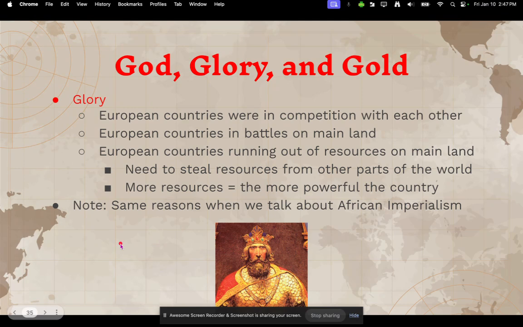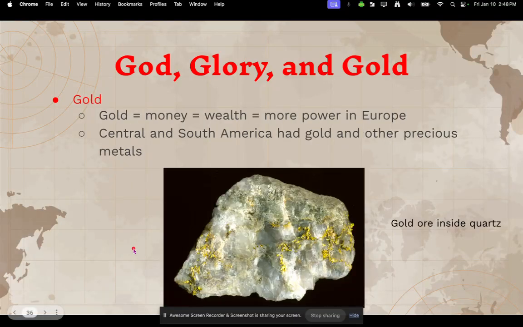Then we have glory. So, European countries were in competition with each other. European countries were also battling each other over land use. European countries were running out of resources on the mainland, because Europe is a continent. Yeah, there's a lot of land, but there's not that much land. So they needed to steal resources from other parts of the world. More resources meant the more powerful the country. And this is the same reason why Europe goes in and invades Africa as well, and we'll talk about that in our imperialism unit.